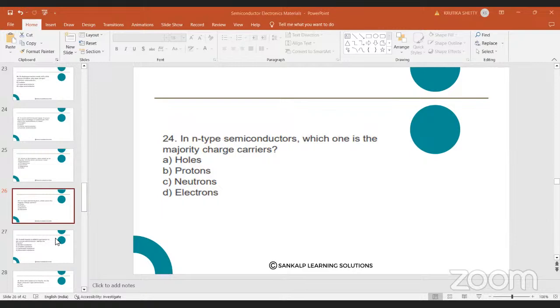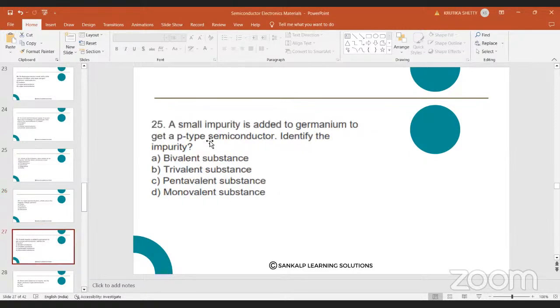Then the last question from this for today's class. Next, we will go to logic gates. A small impurity is added to germanium to get a P-type semiconductor. Identify the impurity. Bivalent, trivalent, pentavalent, monovalent. Yes, very good. That is trivalent. Trivalent is right. Further questions we can discuss in tomorrow's class.